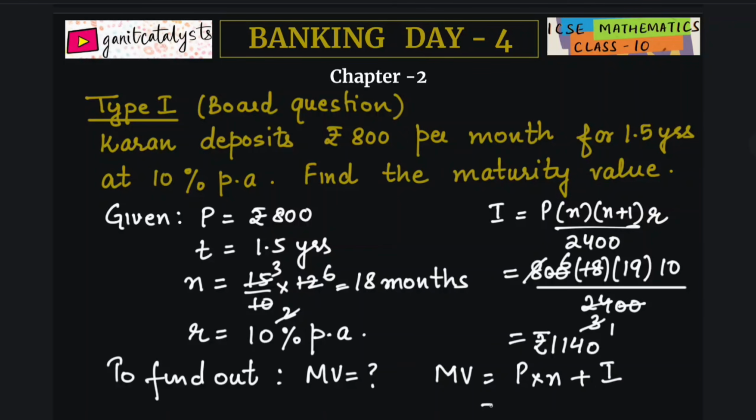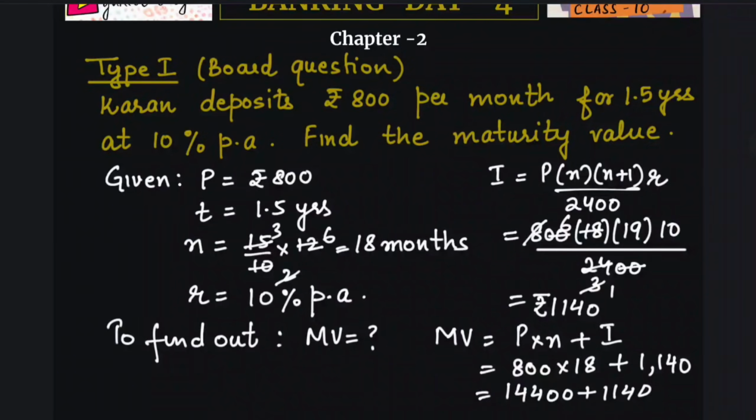Now maturity value is equal to P into N plus I. So P is 800 into 18 plus 1,140. So 800 into 18 is equal to 14,400, plus 1,140. So the answer is equal to rupees 15,540. So this is the maturity value. The answer is 15,540 rupees.